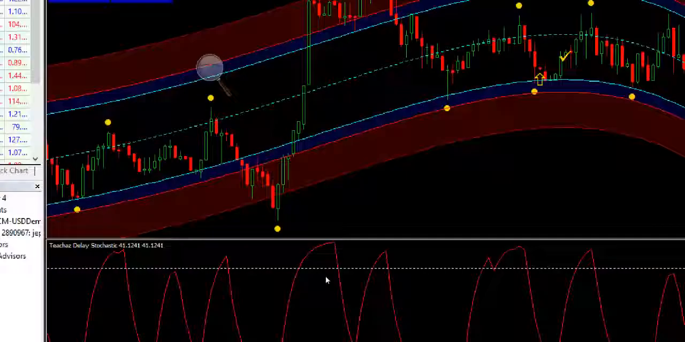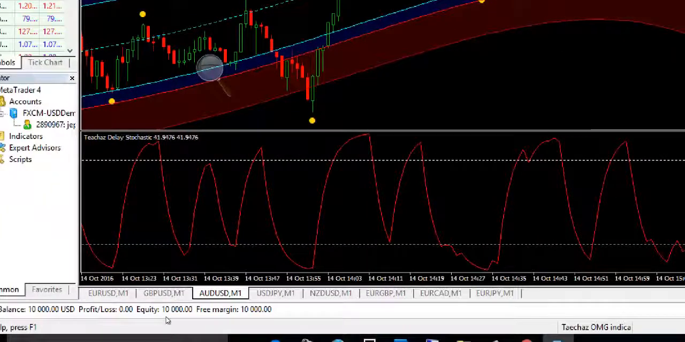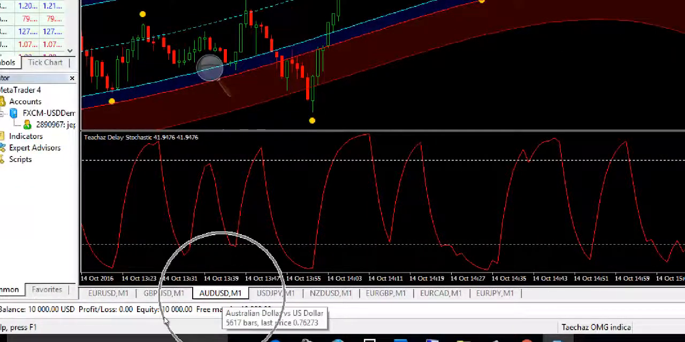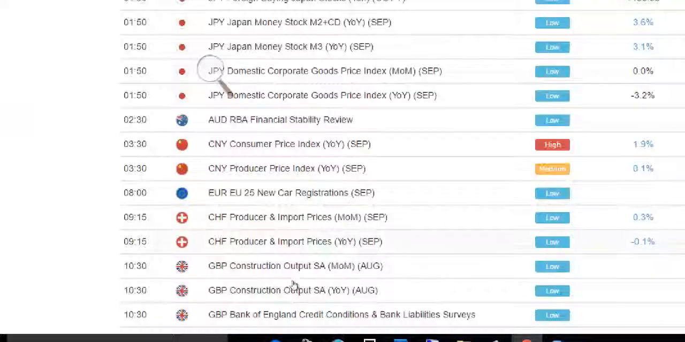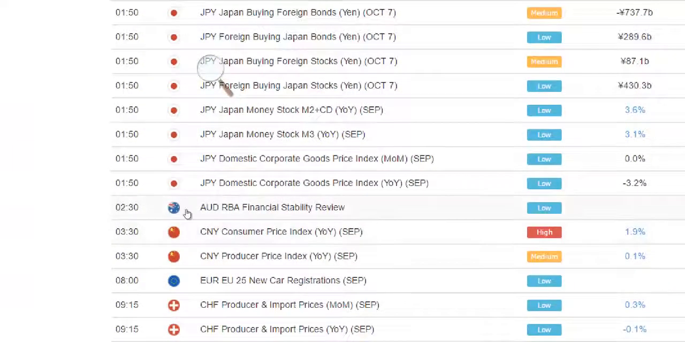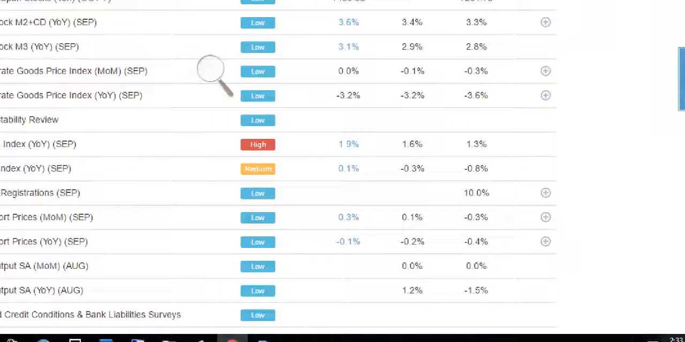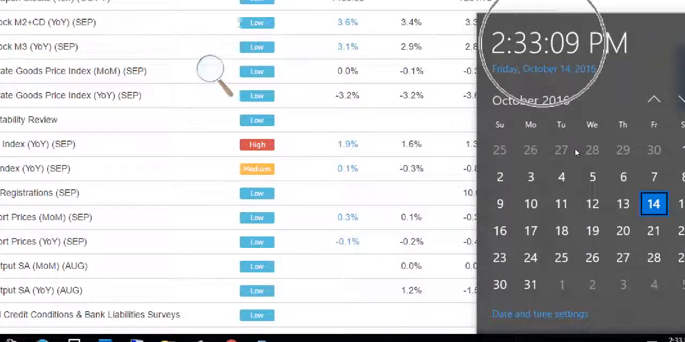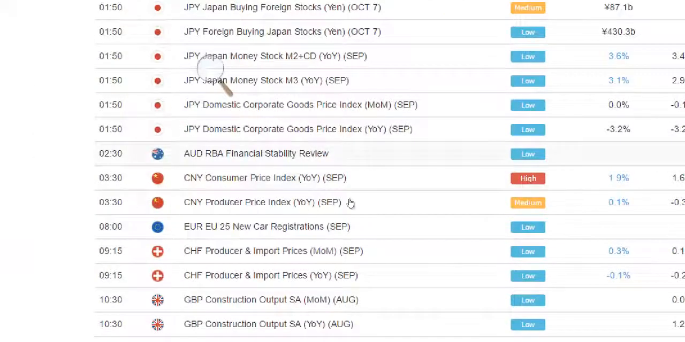You can see it's EUR/USD. If you go to the chart here, it's 2:30 here. If you check on my time, it's also the same time, 2:30. That's when this was happening, and this is low impact. But just imagine if it was a high impact news.